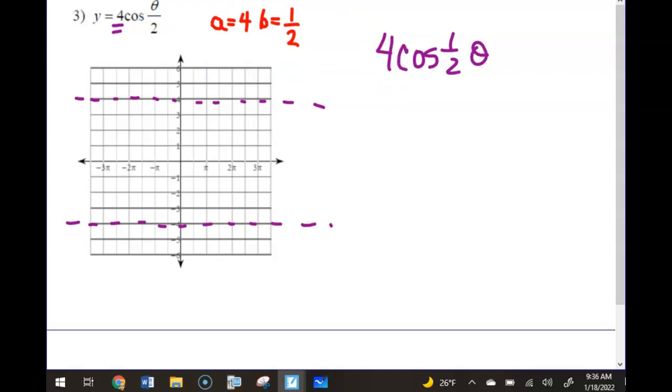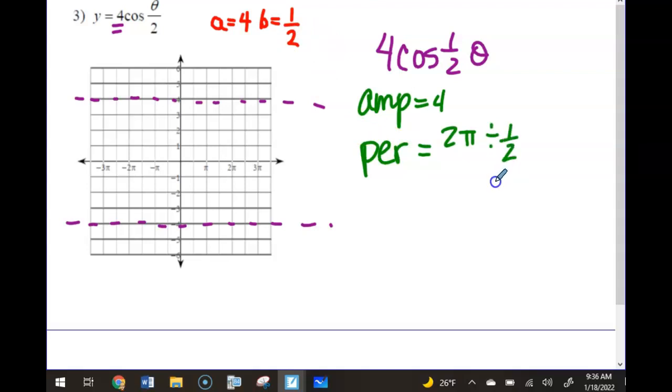All right, the b affects the period. So again, the amplitude was 4, and that's where we drew those lines. The b value of 1/2 tells us that the period is 2 pi divided by 1/2, or over 1/2. But what happens when you divide fractions, guys? You change it to multiply by the reciprocal. Does that sound familiar? So this becomes a 4 pi is the period. That means it's going to finish one cycle by 4 pi, which they generously don't even give us out to 4 pi.